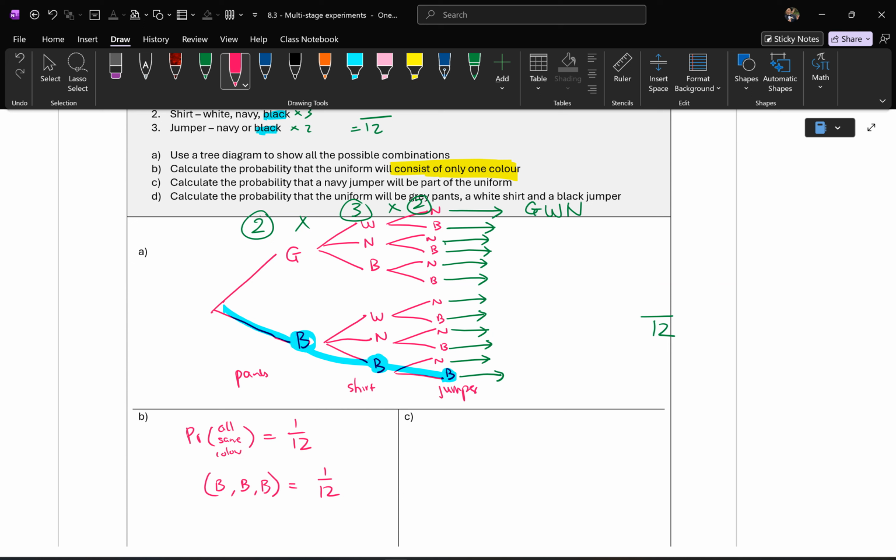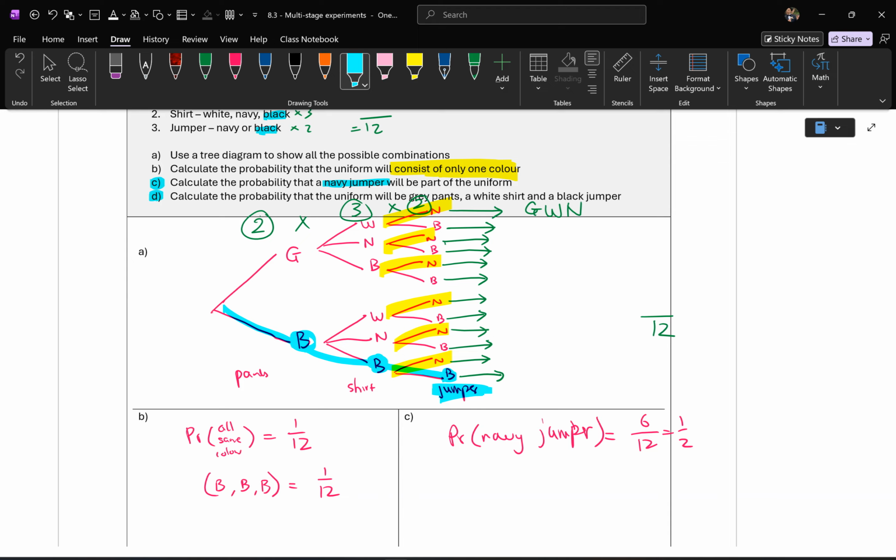Okay, now that I've got the diagram there for you, can you figure out C? Calculate the probability that a navy jumper will be part of the uniform. Okay, jumper. So jumper's the last column. How many of those have a navy jumper? You've got 1, 2, 3, 4, 5, and 6. So it would be 6 out of 12, which is half. So the probability with a navy jumper is 6 out of 12. Half of them will have a navy jumper.